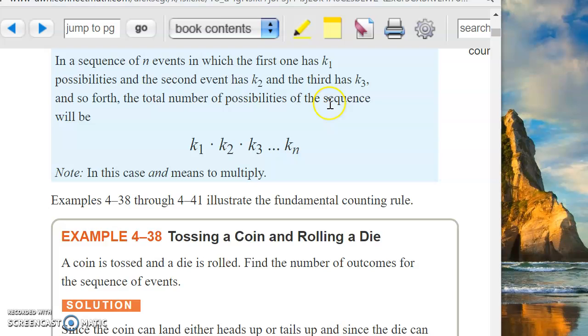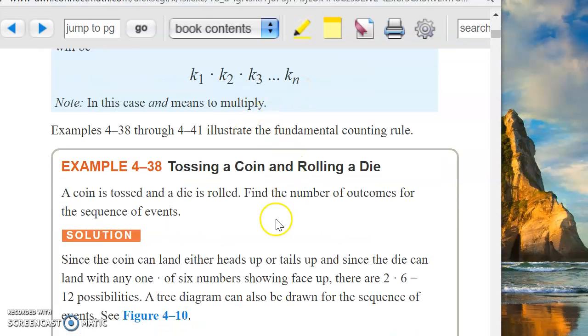So the total number of possibilities in the sequence will be, we just multiply them together. Think about it as the first time we have 2 possibilities, the second time we have 2 possibilities, so we multiply them as 2 times 2. Then the next time we have 2 possibilities, 2 times 2 times 2, that's 8, and so forth.